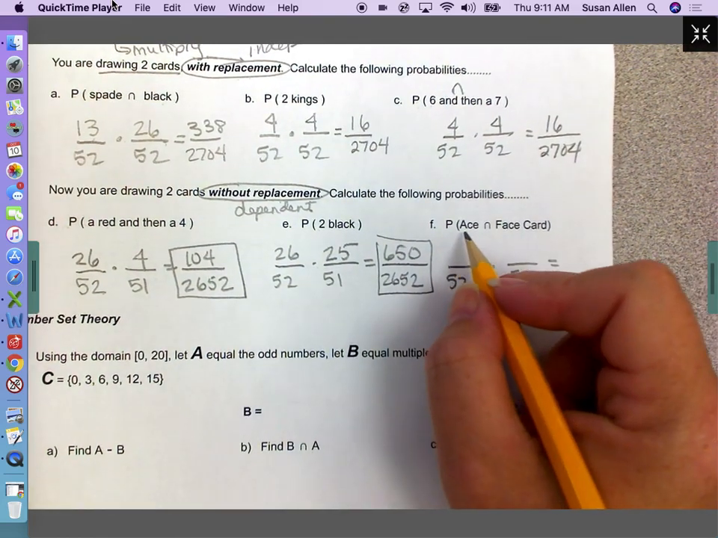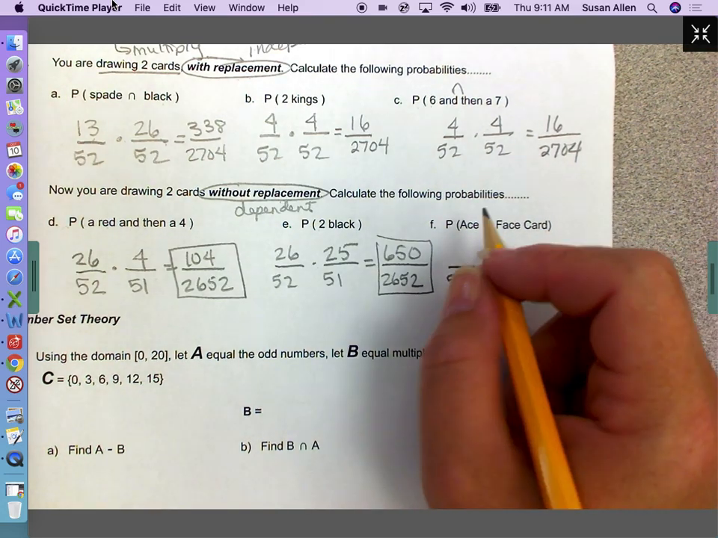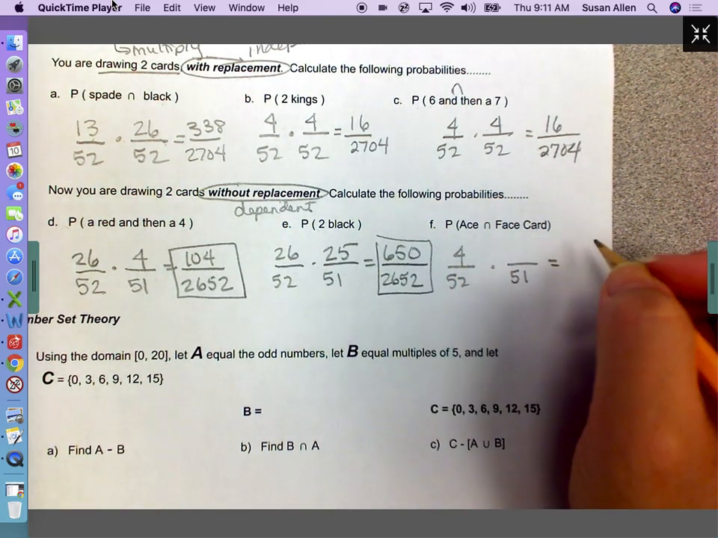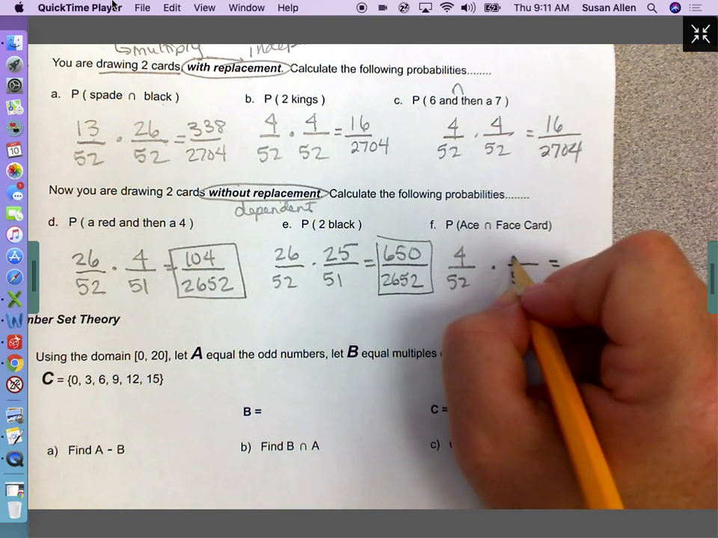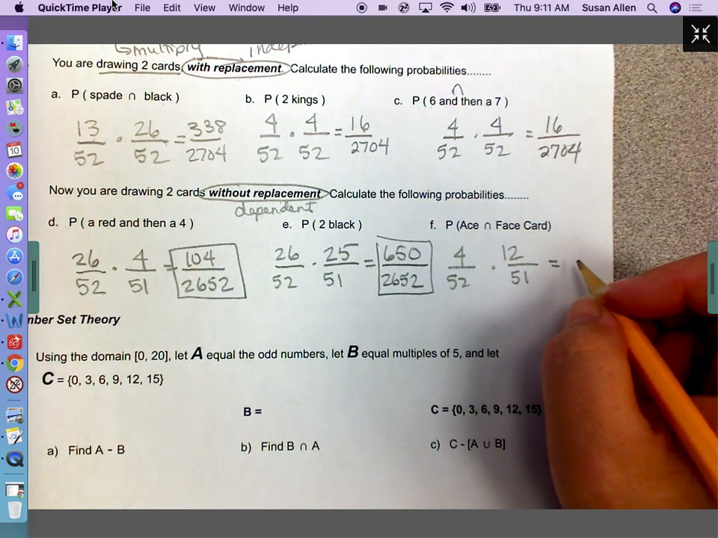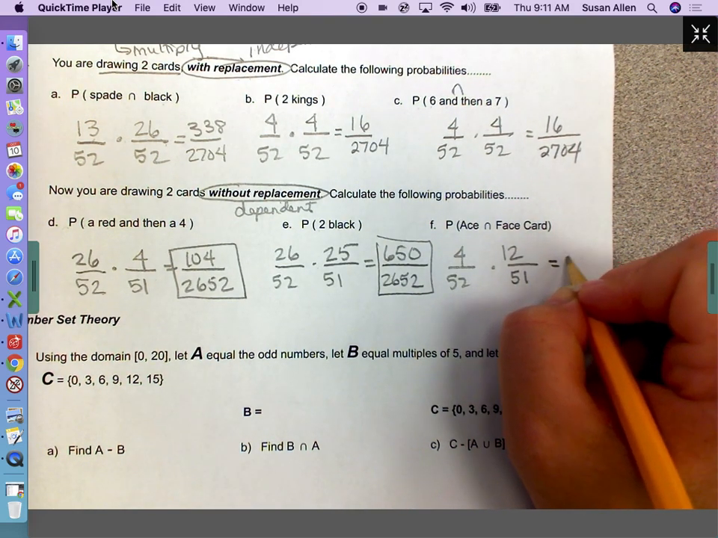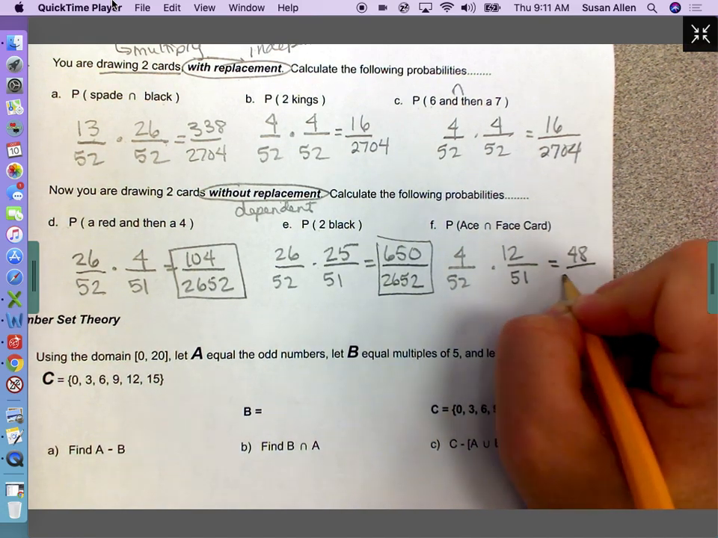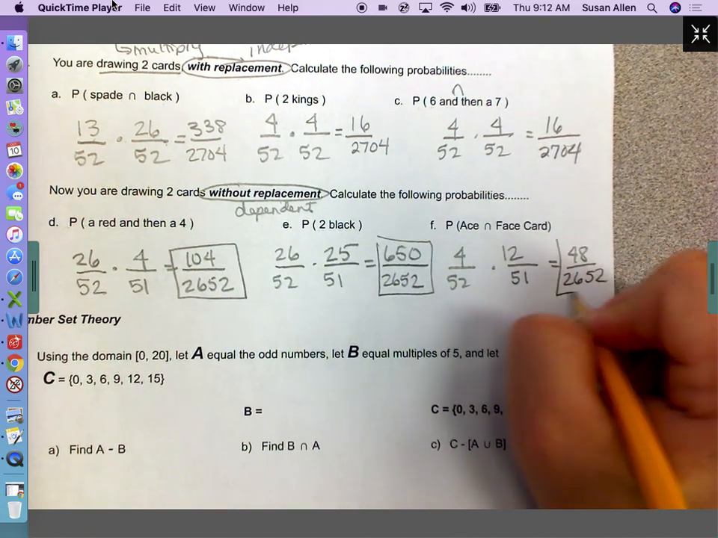Next, the probability of an ace and a face card. The probability of an ace is 4 out of 52. The probability of a face card is 12 out of 51. So now I'm going to have 48 out of 2652.